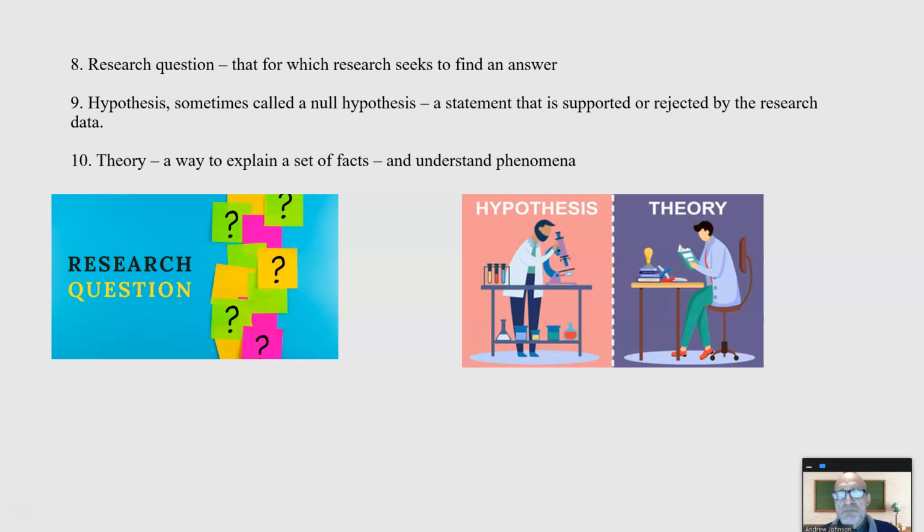In a controlled experimental research, quantitative research, there is a research question. And if you're reading a research article, this is found after the lit review. This is the question for which the researcher seeks to find an answer. The researcher is collecting data to answer that question.